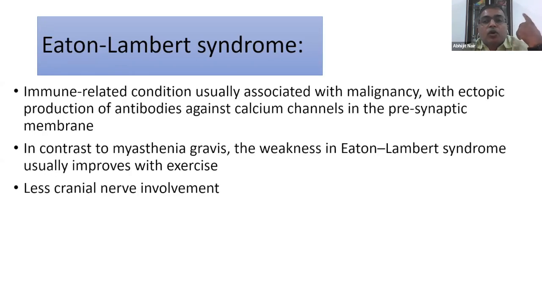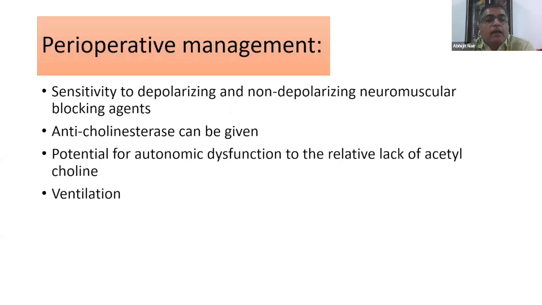Eaton-Lambert syndrome, as we all know, is associated with lung malignancy, with ectopic production of antibodies against calcium channels. In contrast to myasthenics, in these patients the weakness usually improves with exercise, and cranial nerve involvement is relatively less. Here, they have increased sensitivity to both depolarizing and non-depolarizing muscle relaxants. However, you can use anticholinesterase in these patients. They have a potential for autonomic dysfunction because of lack of acetylcholine. And again, in such patients also, ventilation is usually imminent.